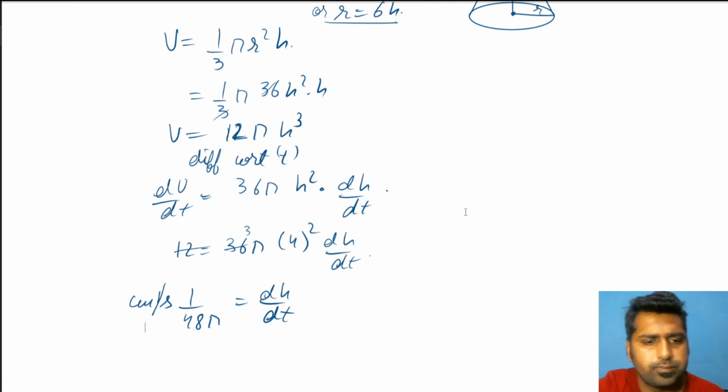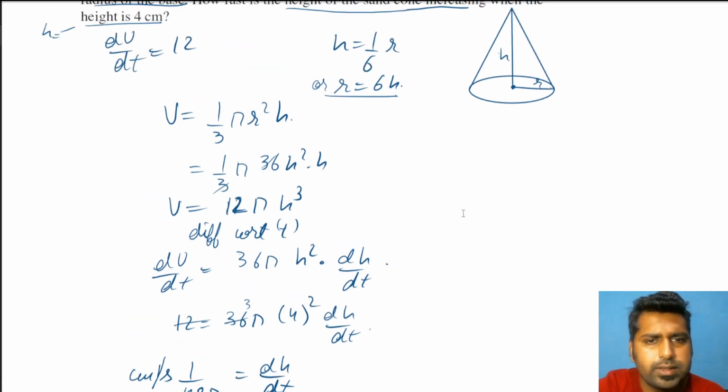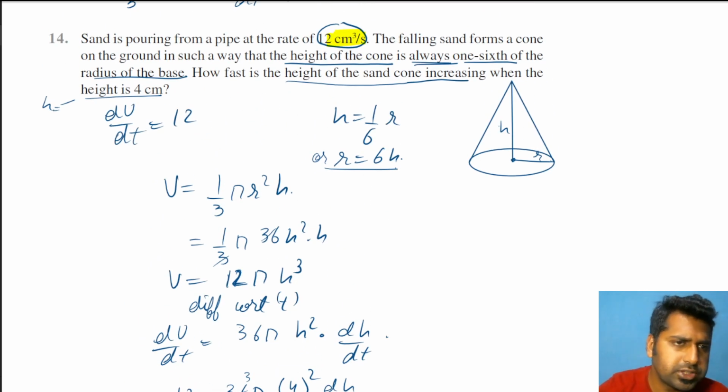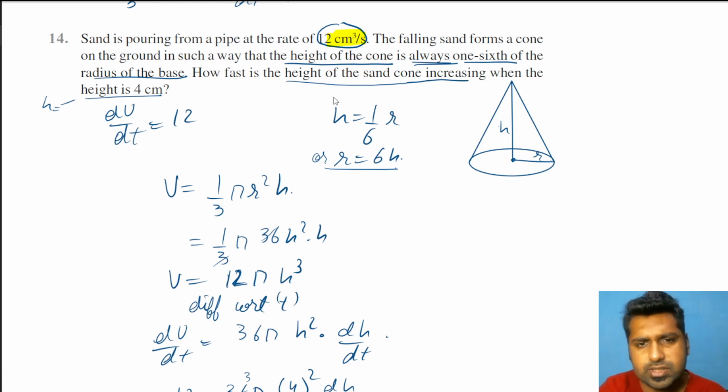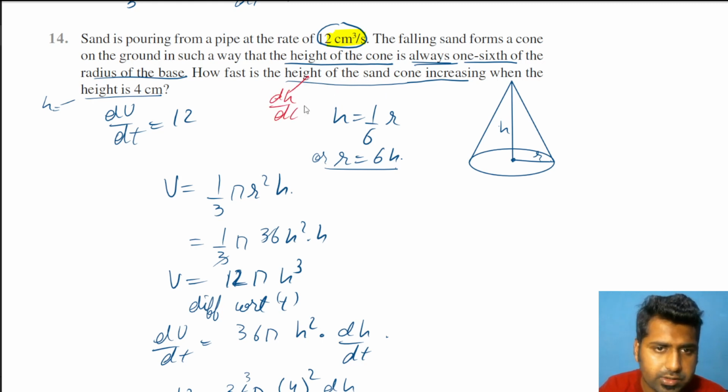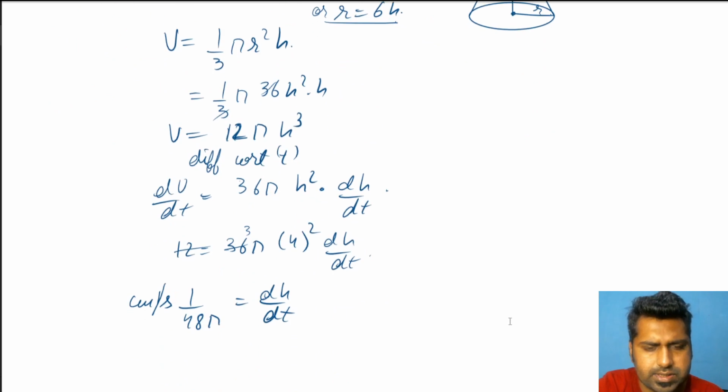All right. So the key information required to solve any question of this sort is understanding what is given to you and what is asked. How fast it is increasing, dh by dt. Unit also helps a lot. All right. That covers the first subtopic of this.